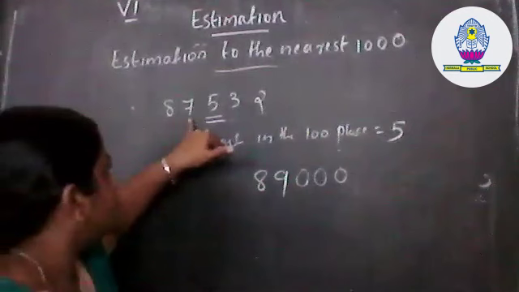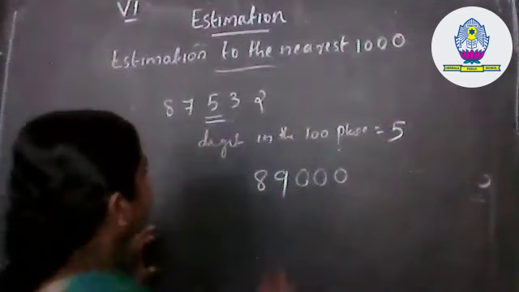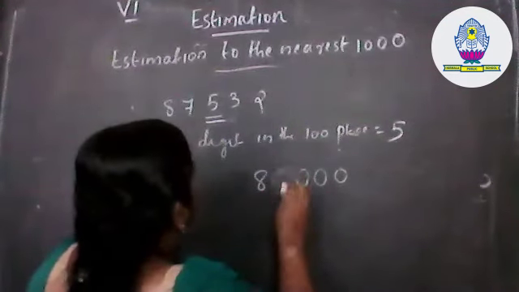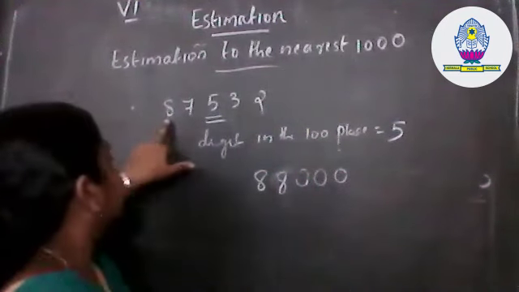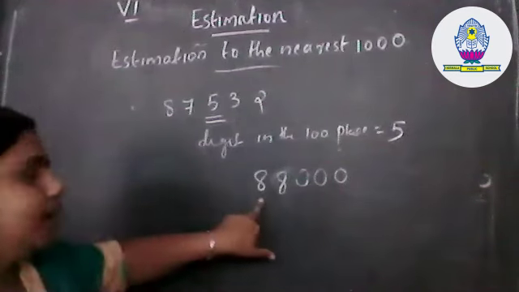So the digit in the 1000 place, 7, changes to become 8, and the other digits remain the same.